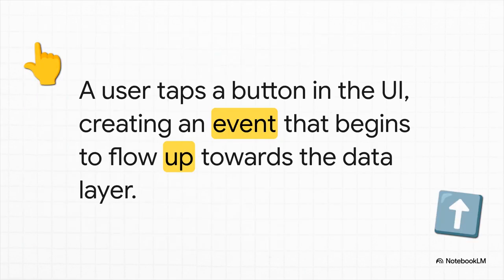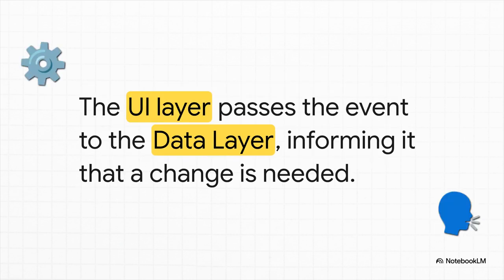So it all starts with the user. They tap a button to, let's say, add an item to their shopping cart. The UI layer sees this tap and it creates something called an event. And that event immediately starts flowing up, away from the screen. Now remember how we said the UI layer is dumb? It has no idea what add to cart even means. Its only job is to pass that event up to the data layer, and it's basically just saying, hey, the user did this thing.